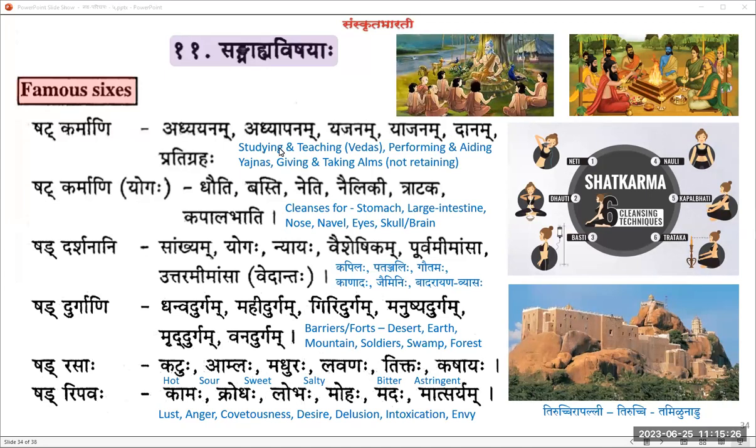So that's the six karmas: Adhyayanam, Adhyapanam, Yajanam, Yajanam, Danam, Pratigraha. So you see, they are pairs. They pair. So when you are capable and have extra, provide for others. And when you need, take from others. So it's not easy, the last one.